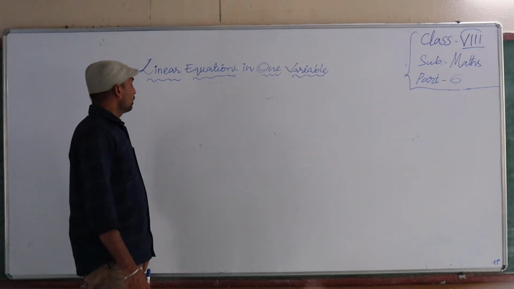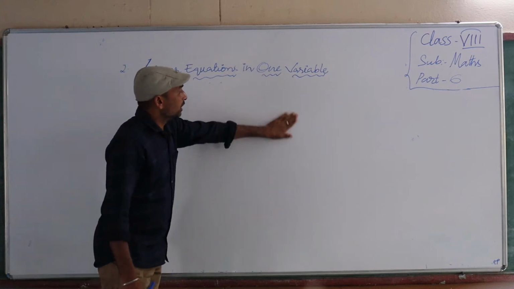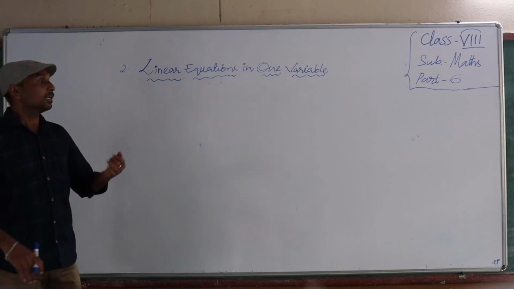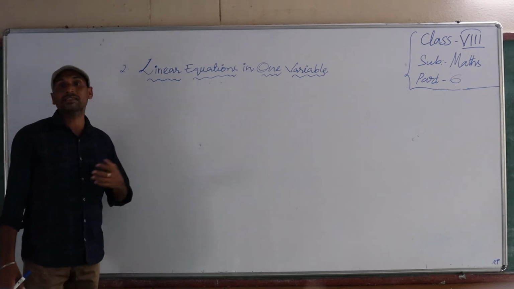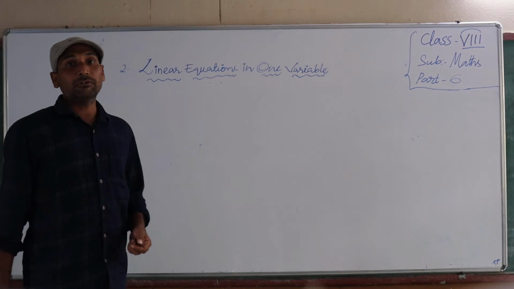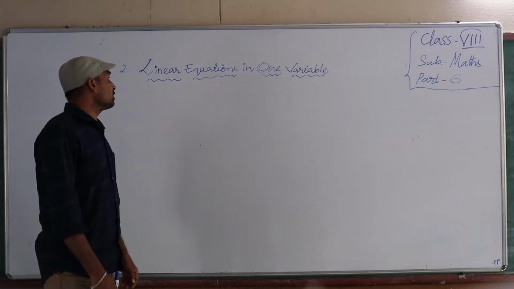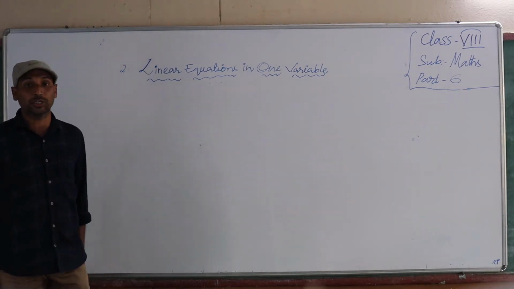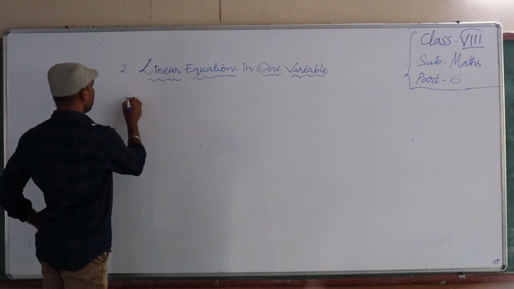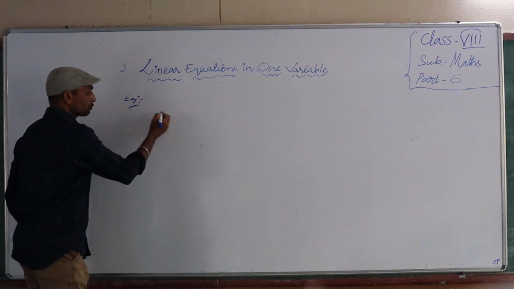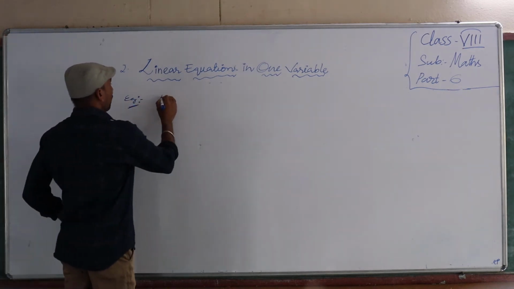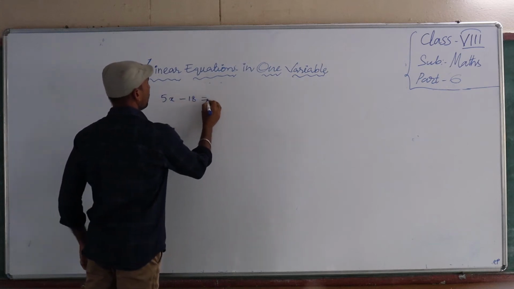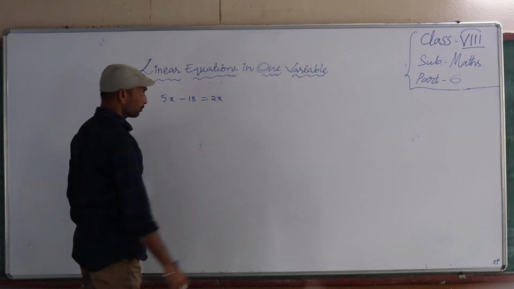Okay, children. So now we completed equations which are having variables only one side. And now we are going to discuss the variables on both sides. This concept is very important. So one example, listen carefully. 5x minus 18 is equal to 2x.